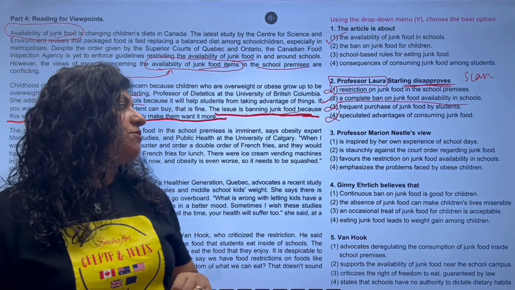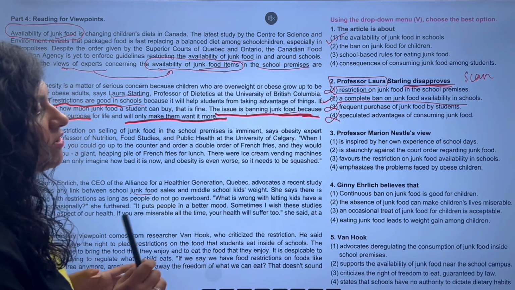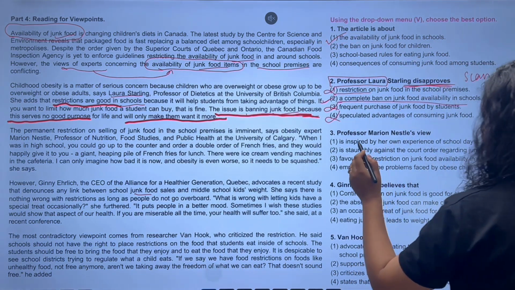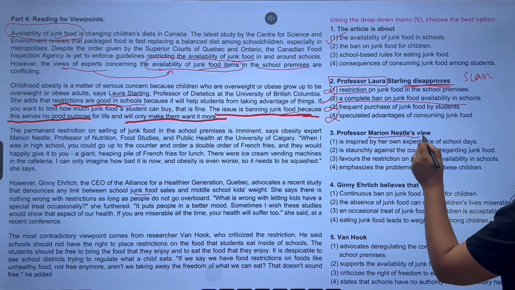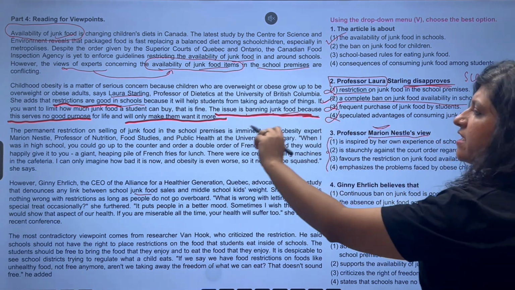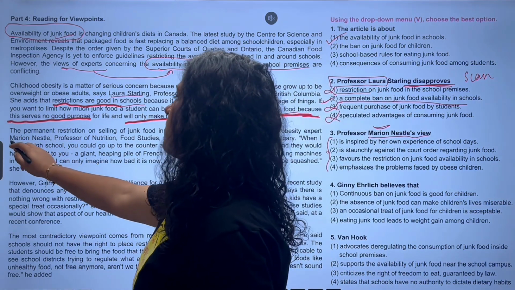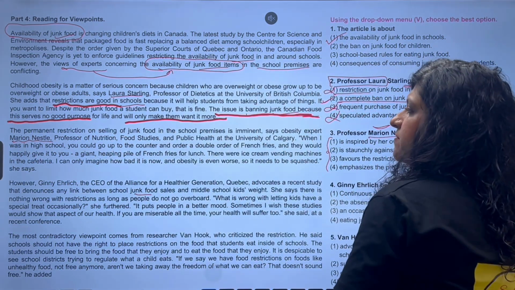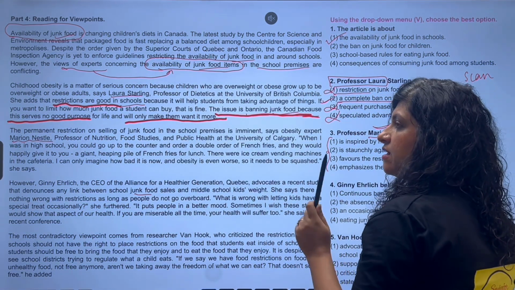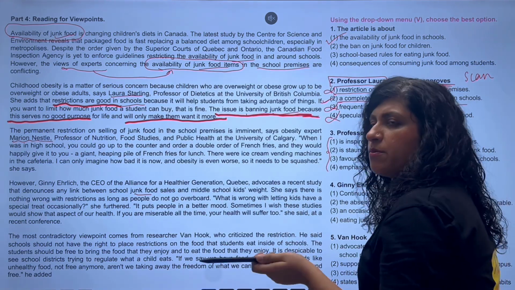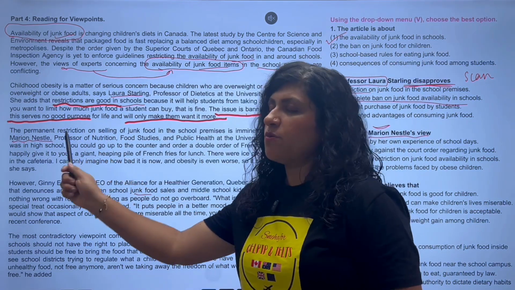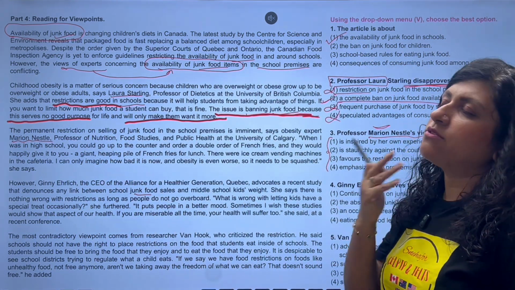So now let's come to question number 3. It says Professor Marion Nessel's view. So now we have to understand the viewpoint of Professor Marion Nessel. Again, we scan the text for this name and we see this name over here in the third paragraph. So the third paragraph says, the permanent restriction on selling of junk food in the school premises is imminent. That means this person seems to be in favor of permanent restriction on junk food, because this person is saying that this permanent restriction is imminent, something that will happen in the future, that's bound to happen.